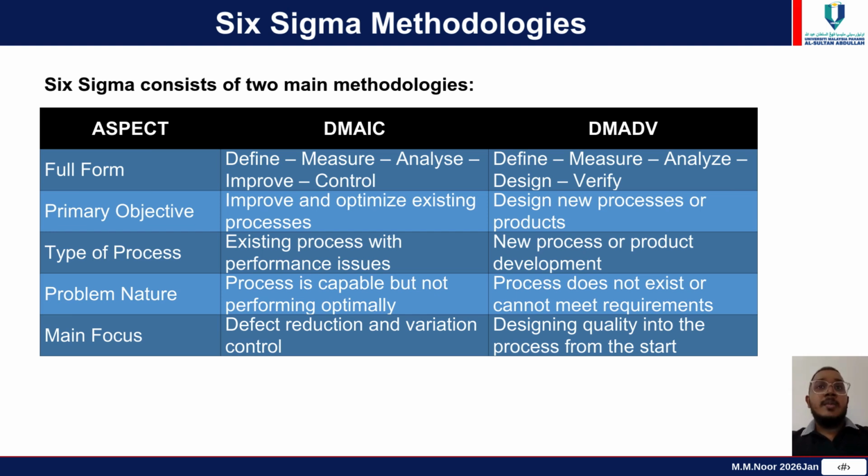This is the Six Sigma methodologies. There are two main Six Sigma methodologies. One is DMAIC and one more is DMADV. DMAIC is used to improve existing processes, while DMADV is used to design new processes or products. In this presentation, the focus is on DMAIC, which is more commonly applied in operational improvement projects.